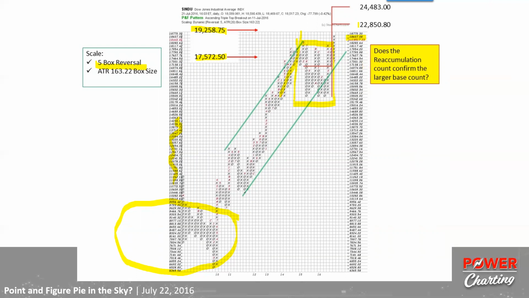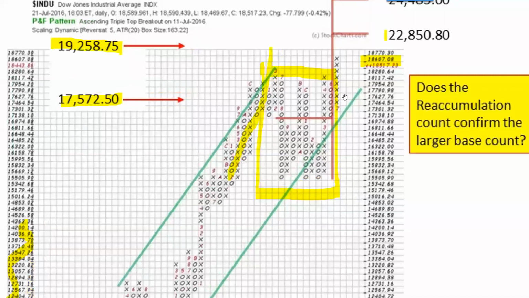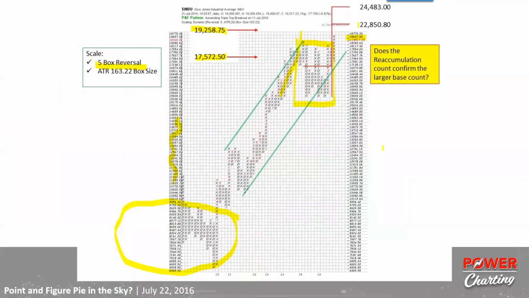But this count, which at the time we were at 18,607, right here, 18,607 is right where we were jumping out of the reaccumulation structure. And so we were making the case at that time, in real time in the blog, for a count that could go 22,850 up to 24,483. So a pretty big move we were making a case for at that time.